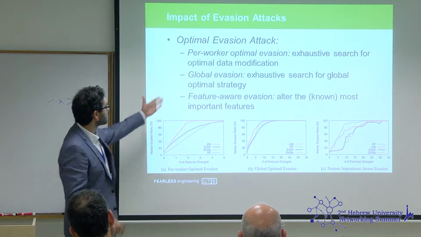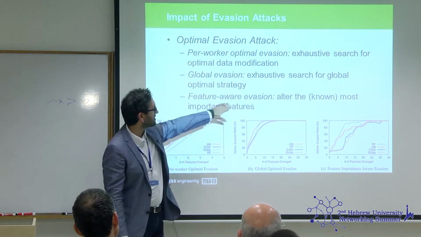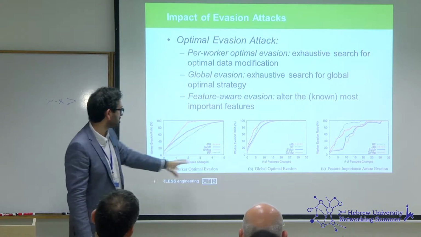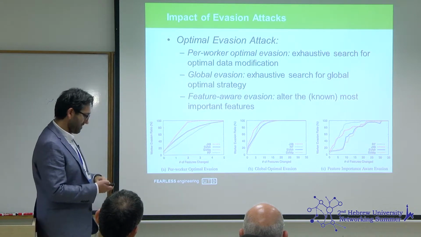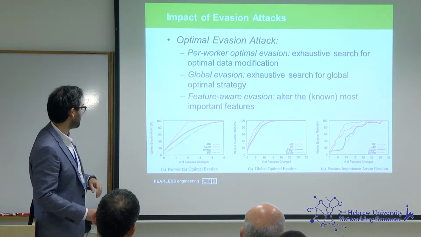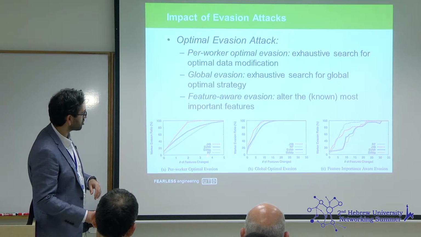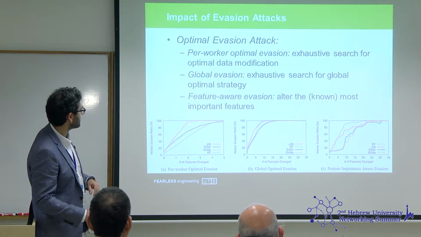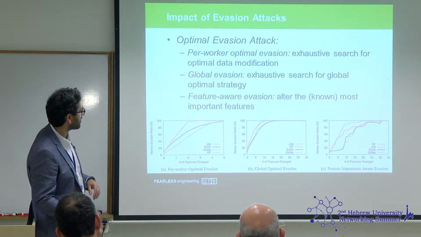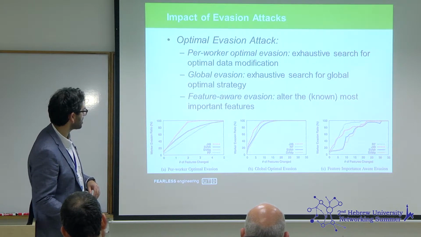And then they look at the global version. And then finally, they have the feature-aware one that knows the most important features for each classifier. And then what they look into is that if each worker can change 4 or 5 features, then it depends on the classifier function, they can evade the detection with very high probabilities. And it depends on the function itself.